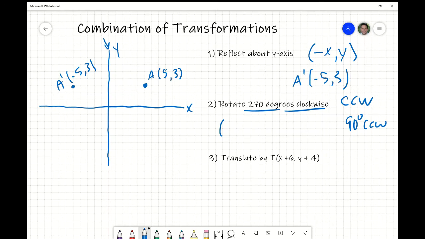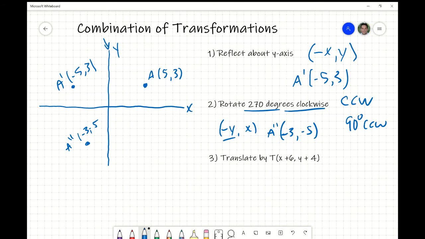If you remember, that rule for a 90-degree counterclockwise rotation means we're going to swap x and y, but we're also going to change the sign of the y value that becomes the new x value. So let's apply that to A prime and figure out what A double prime is. A double prime is going to be 3, -5, and then that tells me to change that sign right there. So we've now gone from -5, 3 down to -3, -5. So right there we are, at A double prime, -3, -5.